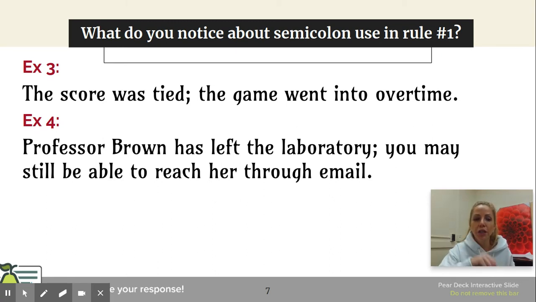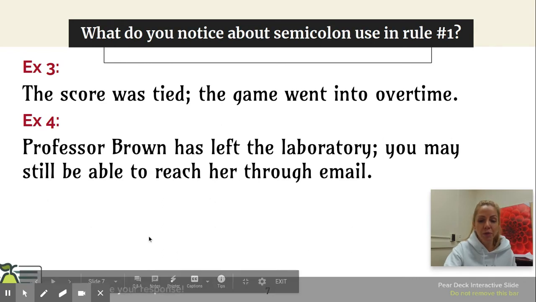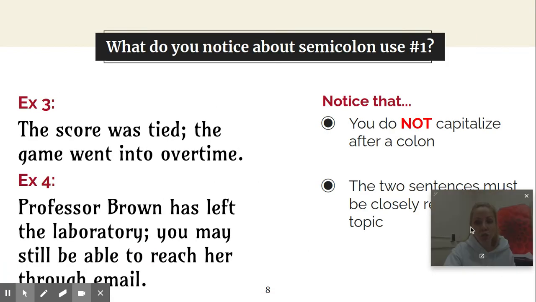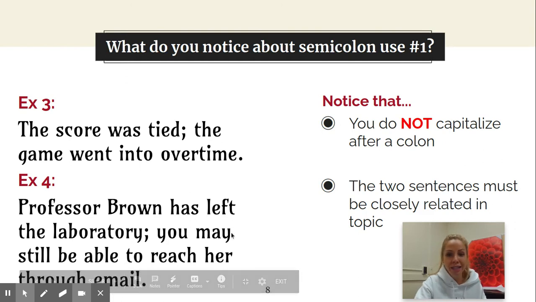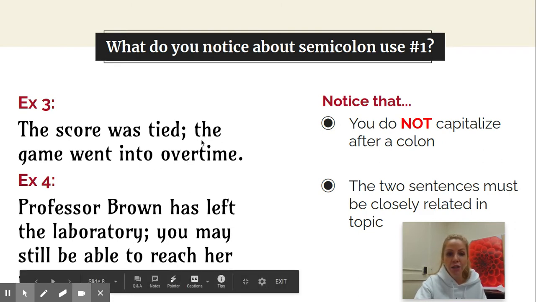Okay. Look at number 4. Professor Brown has left the laboratory; you may still be able to reach her through email. So looking at these two examples and all four examples that we've looked at so far for rule number 1, I'm hoping that you'll notice two specific things, and you can jot these down under "notice that," okay? Notice that you do not capitalize after a semicolon. So look, the T in "the" is not capitalized. The Y in "you" is not capitalized after that semicolon.